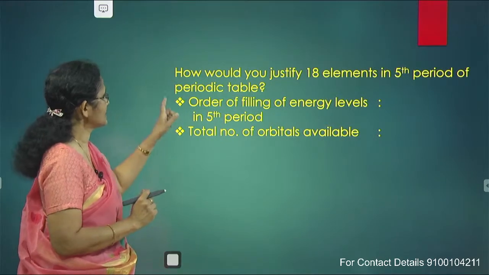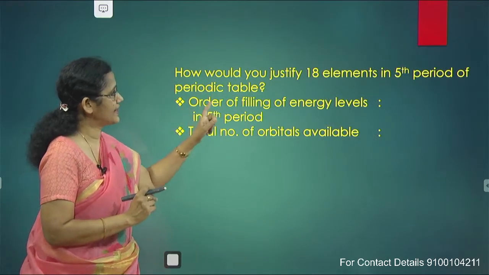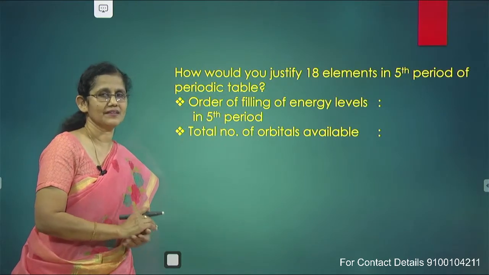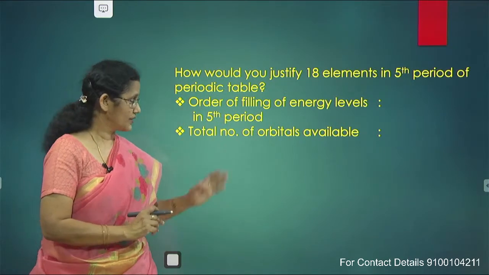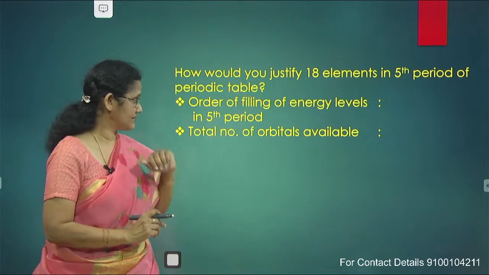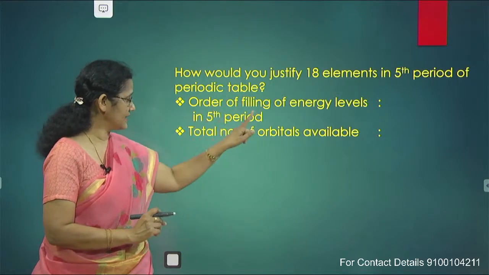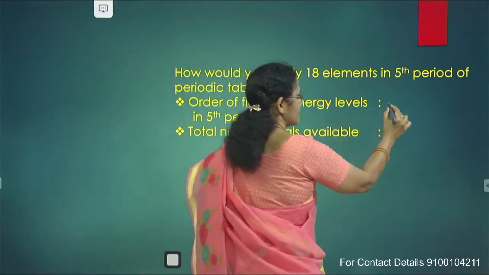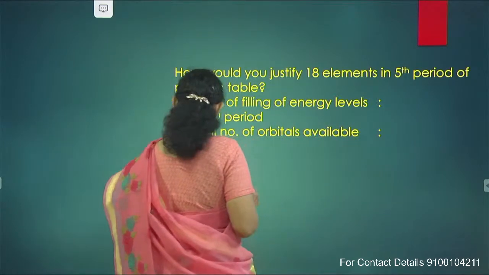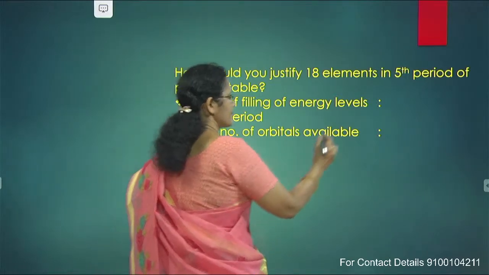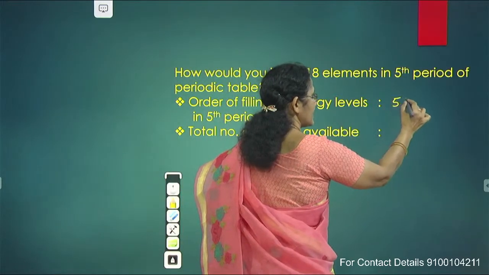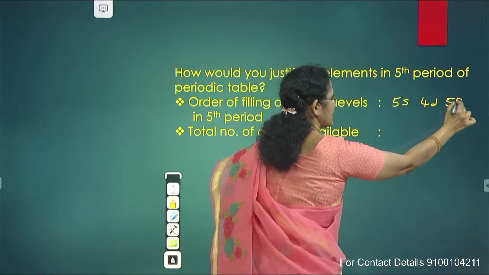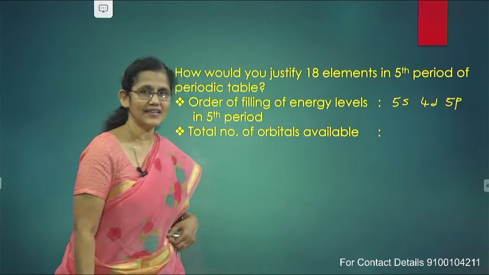Now, see this question: how would you justify 18 elements in the fifth period of the periodic table? How can we say there are 18 elements in the fifth period? Order of filling of energy levels in the fifth period: 5s, 4d and 5p.